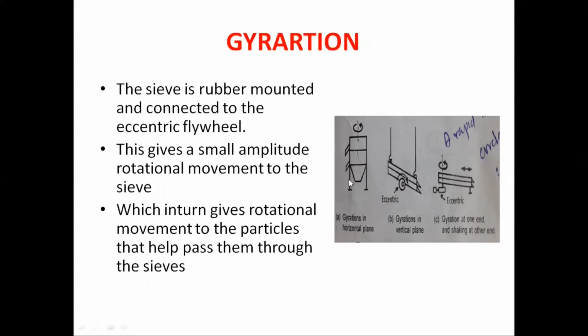And the third way to create agitation is gyration motion. Here you can see a screen, and the screen is rubber mounted. This rubber mounted screen is connected to an eccentric flywheel. With the help of this eccentric flywheel, a small amplitude of rotational movement is created in the sieve, which in turn gives rotational movement to the particles present in the sieve. Because of this rotational motion, the particles can pass through the sieves and thus we get size separated particles. So this is gyration.